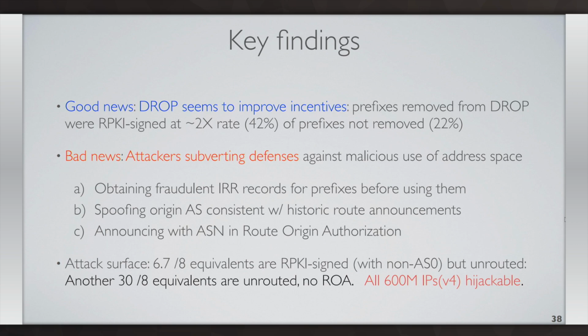So the attack surface, as I said before, is everything that is unrouted. Unrouted is fair game. 6.7/8's worth of RPKI-signed unrouted prefixes or address space, and 30/8 equivalents of unrouted but not RPKI-signed. So all of these IP addresses are hijackable by attackers.